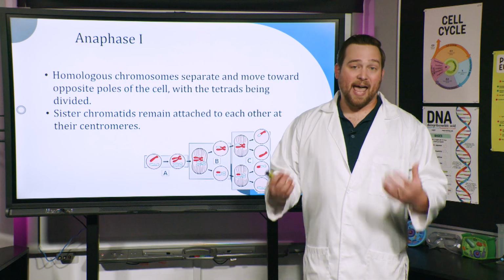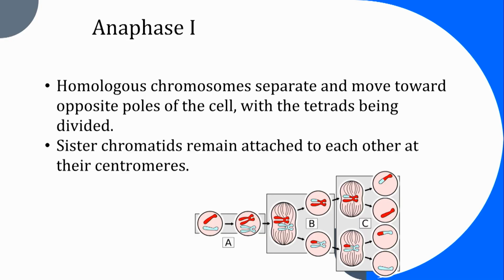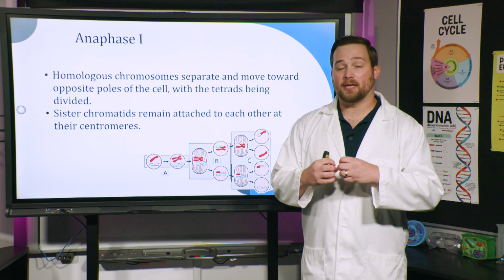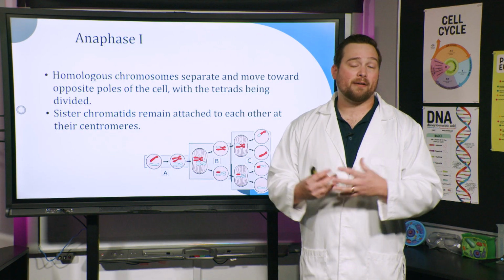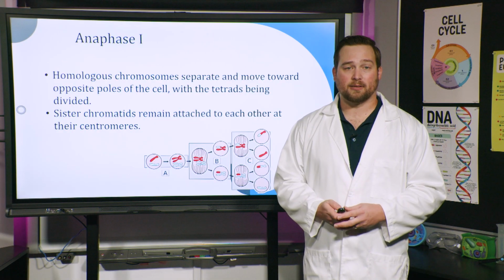So that leads us into anaphase 1. The key word for anaphase is apart, and that's what's happening here. Homologous chromosomes are separated. They move apart and move towards opposite poles of the cell, with the tetrads being divided. In anaphase 1, the sister chromatids remain attached to each other at their centromeres. So we have separated the homologous chromosomes, but we have not separated the sister chromatids at this point, okay?